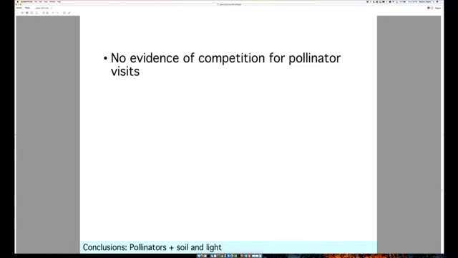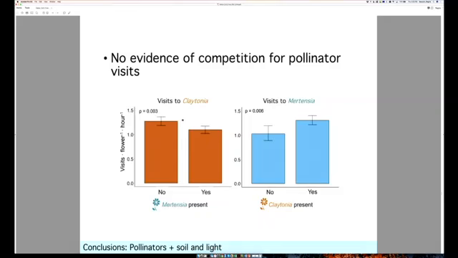So overall, I'm showing you that there's really no evidence of competition or facilitation for pollinator visits. I didn't tell you this, but when I did the pollinator experiment, I also looked at floral constancy, and I never once during the whole experiment saw a pollinator go from a Claytonia to a Mertensia flower. So even though the same pollinators may visit each other, they may be constant in a specific foraging bout and delivering high percentages of conspecific pollen.